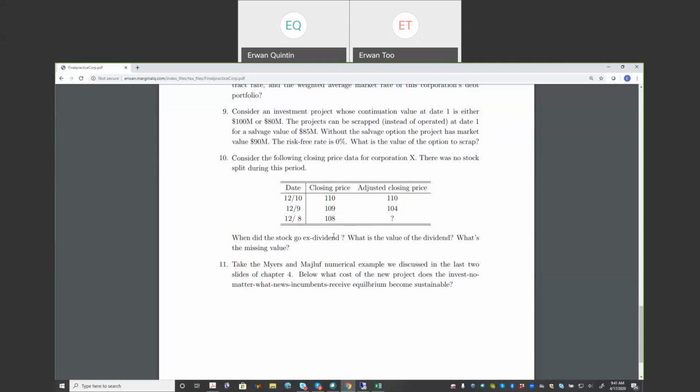And then the question that I ask you next is, what is the missing value? In other words, how do I compute the adjusted closing price the day before the ex-dividend day? And what we said the other day is the way to do this is the ratio between this number and this number has to be equal to the ratio between this number and that number.